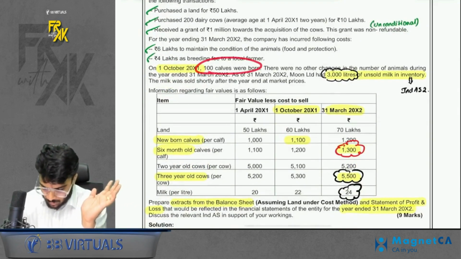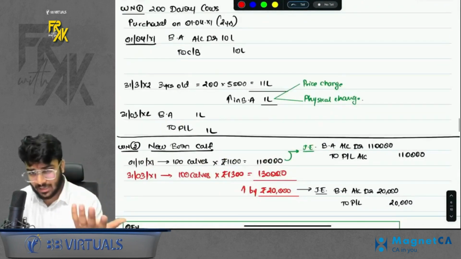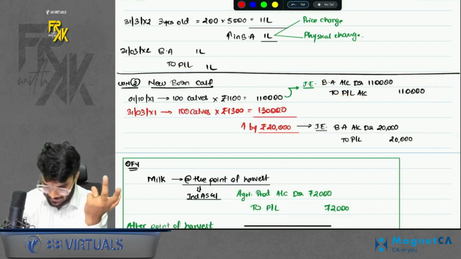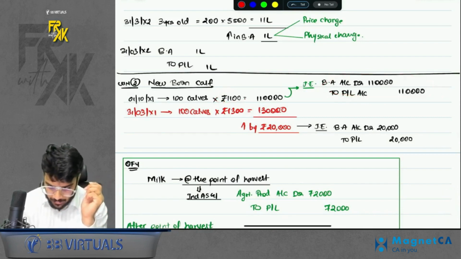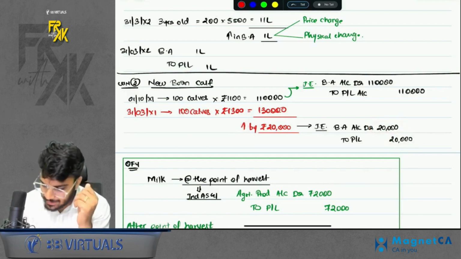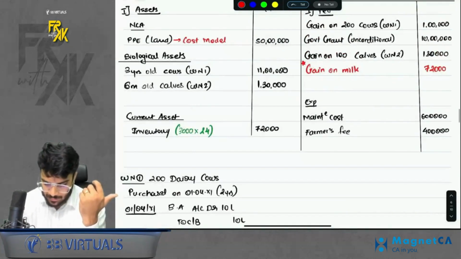Then 100 new calves were born. Do remember, whenever a calf is born, it is fully a gain for you because you did not incur any cost in it, right? So whatever calves were born, it is a gain for you. So value is given as 1,10,000, we booked it. And on year end, they will become 6 months old. Check their revised value as well, and whatever increase there is, book it. So the increase was of 20,000. So initially they were 1,10,000, then they increased by 20,000. So total they will become 1,30,000, record it.